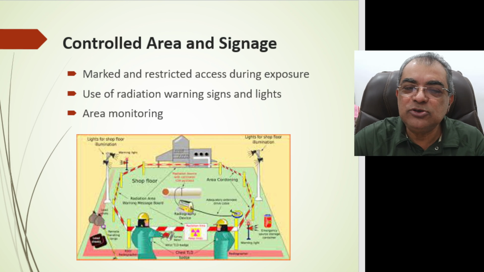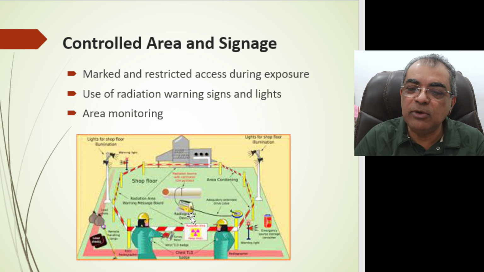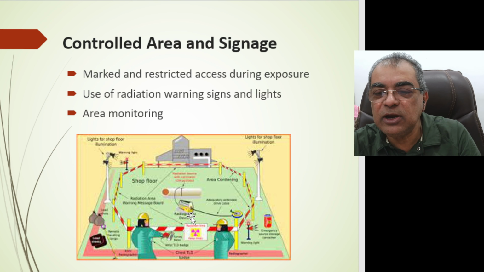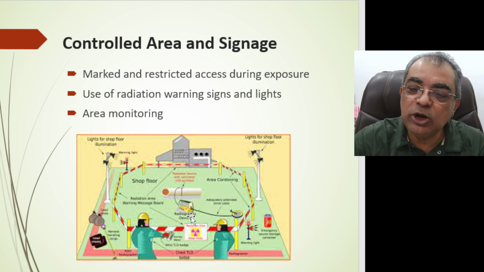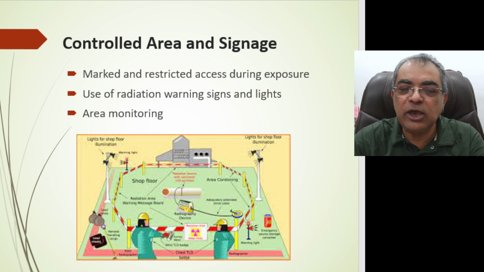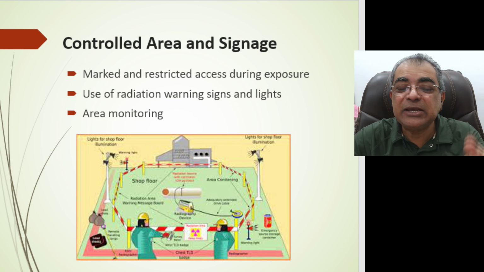Control measures: as you can see, this is a typical drawing. You have to barricade the area when the radiography is started. People have to step out of that distance. The distance is defined as per the intensity of the radiation and the source used. Signage is kept. Radiation warning signs are used, as you can see, and the area is monitored so no unauthorized people enter. This is the typical drawing which you have to remember, and as an HSE professional you have to ensure that these arrangements are in place at site.